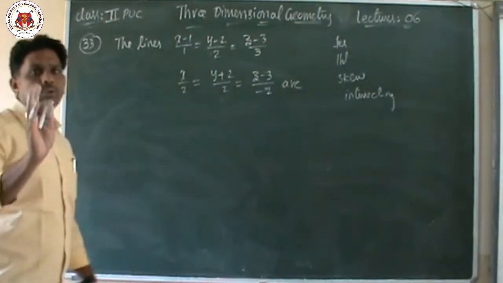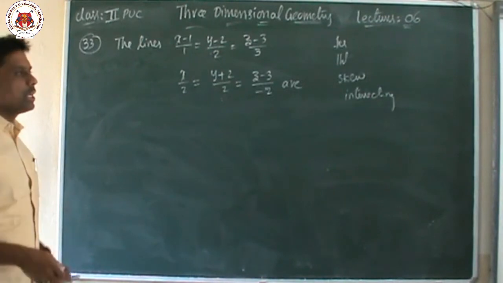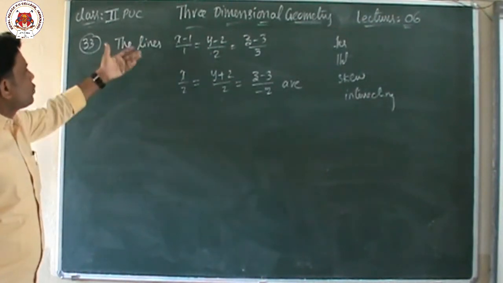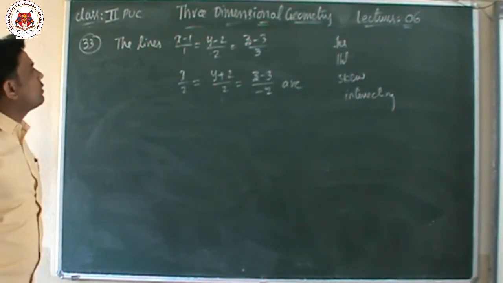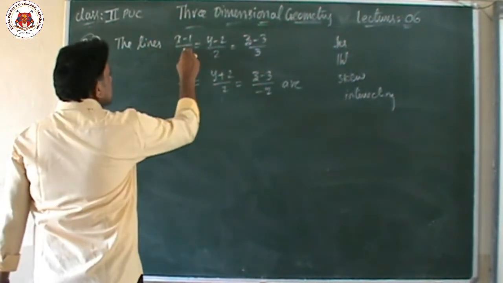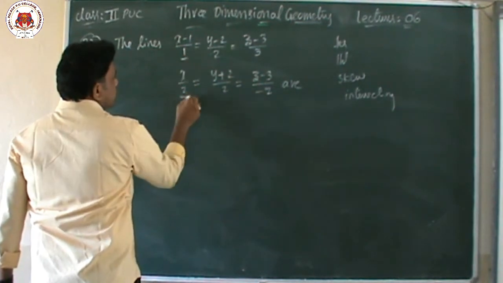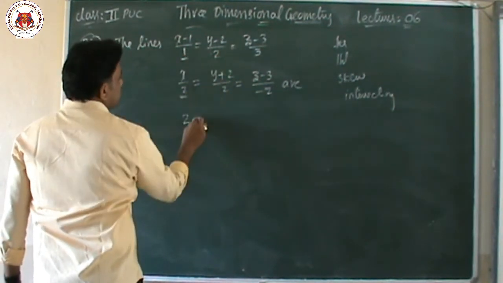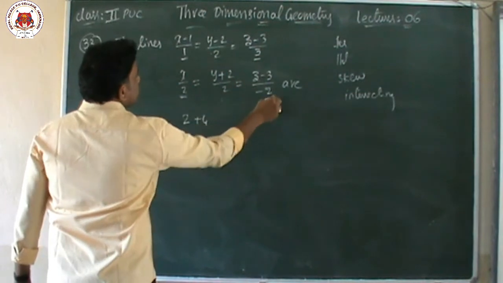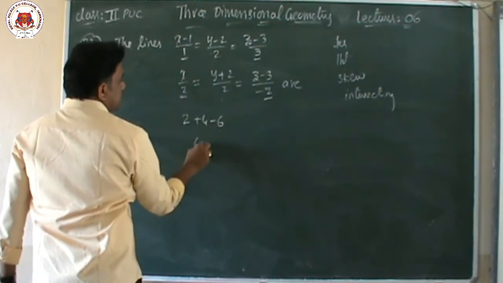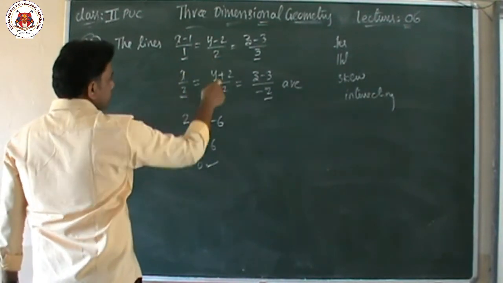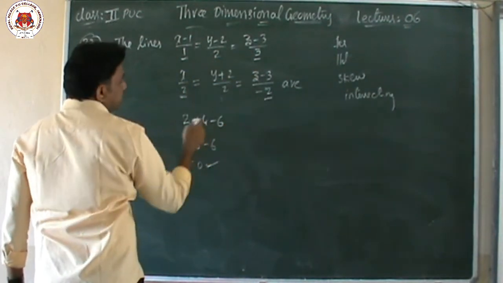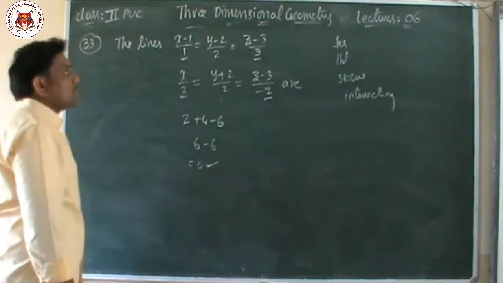Very easy. First we have to always check perpendicular. It is very easy to find out. If two lines are perpendicular, then the product of the DRs must be equal to 0. That means here 1 is there, here 2 is there: this one into this one. 1 into 2 is 2, plus 2 into 2 is 4, 3 into minus 2, 3 twos are minus 6. So 6 minus 6 is equal to 0.